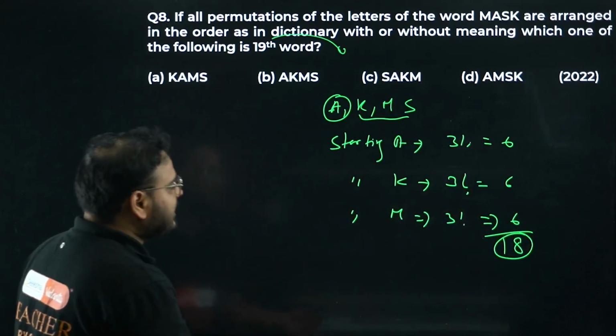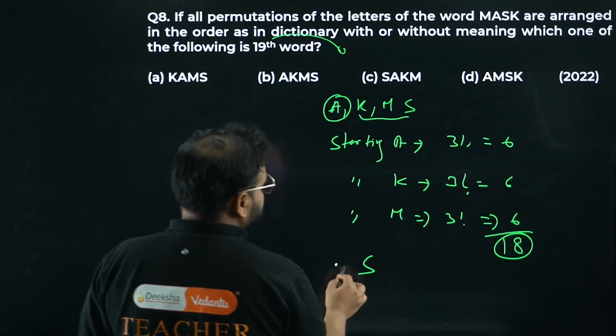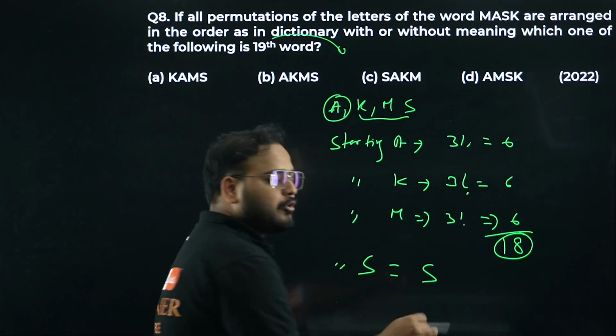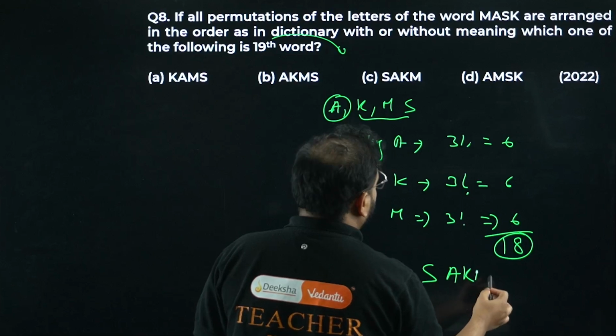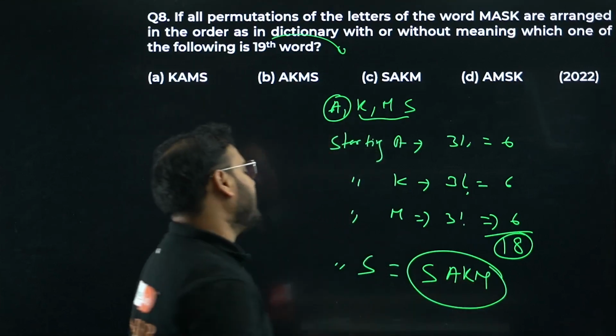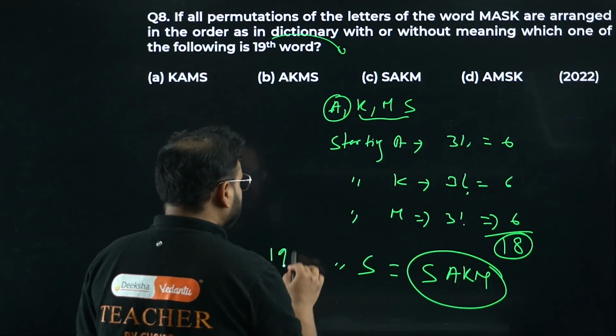It means next will be starting from S. Starting from S, what do I have? S. What should come next, sir? Again alphabetical order. I should have S, A, K, M. S, A, K, M will be my 19th word.